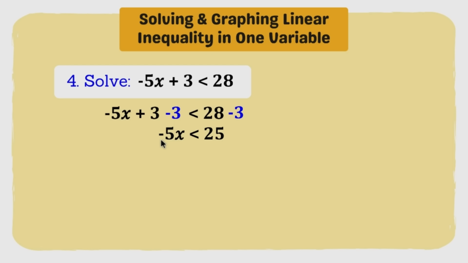Now, since we have a negative coefficient here, ano pong gagawin natin? We will divide it also by a negative number, which is negative 5. So, negative 5 divided by negative 5 will become 1. On the other hand, we have here 25 divided by negative 5. It will be negative 5. Okay, so x is greater than negative 5. Take note, nag-iba po yung ating inequality symbol. Why? Because we divide it by a negative number.